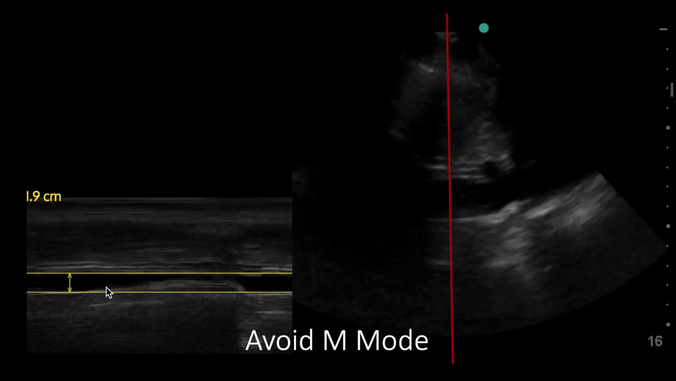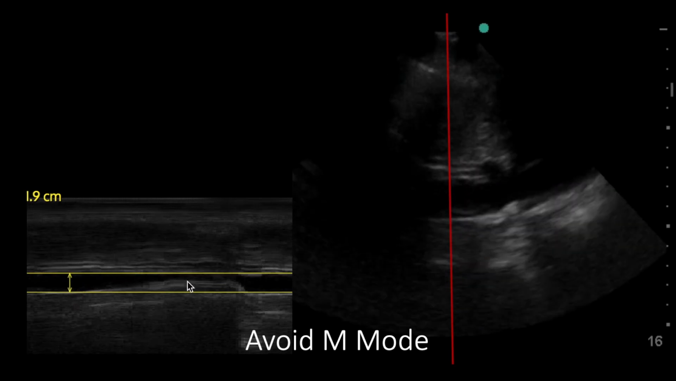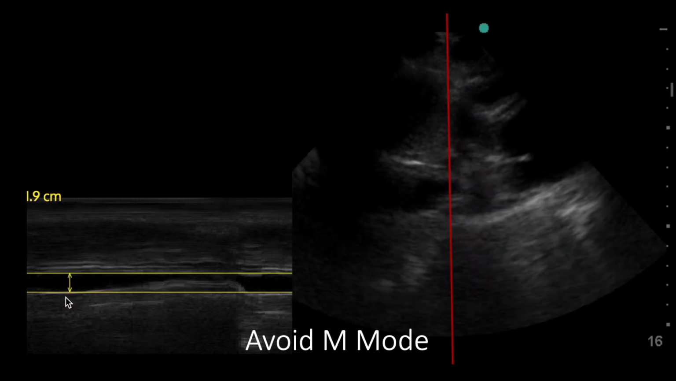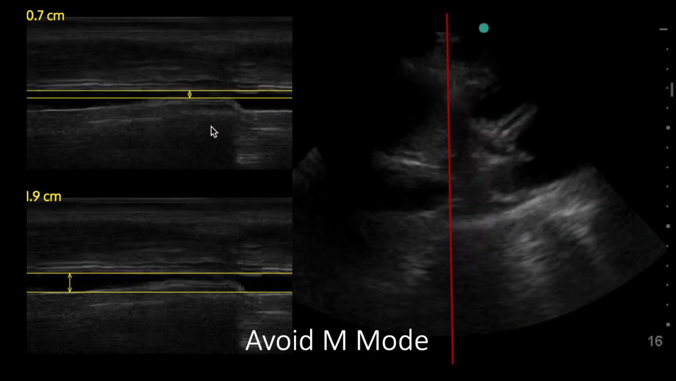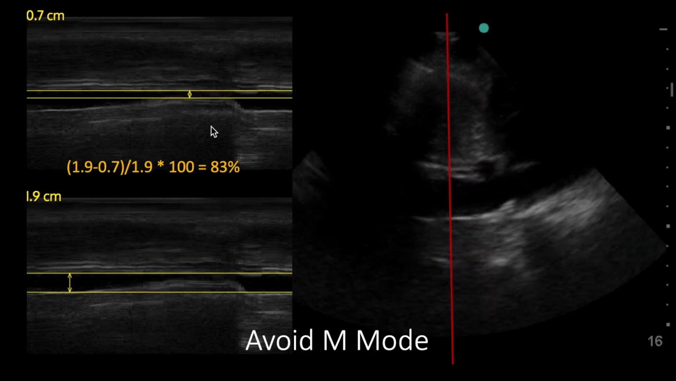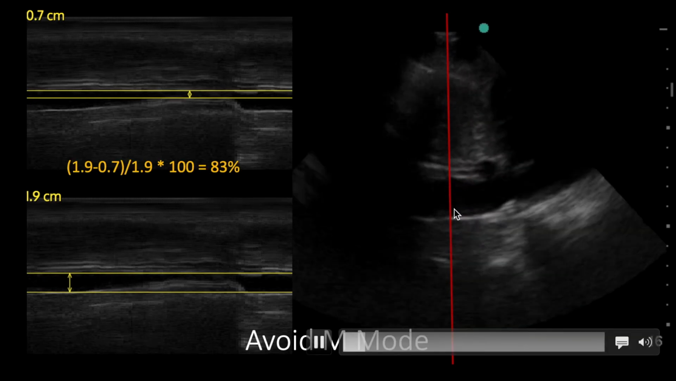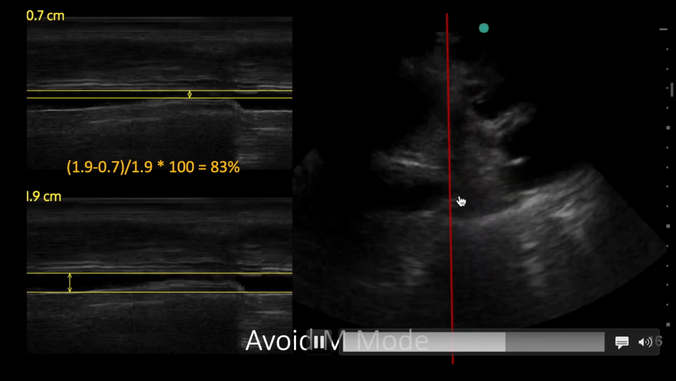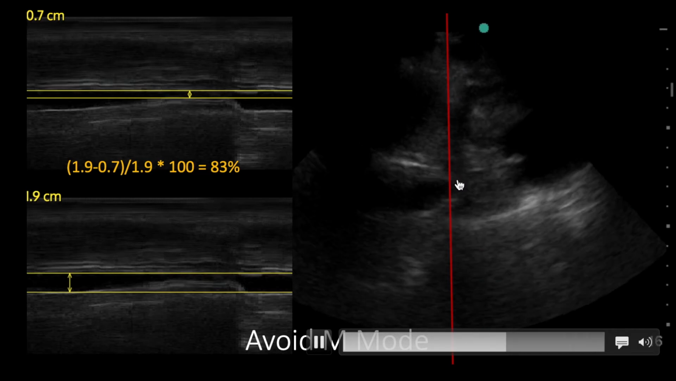So in this case, the maximum diameter of this M mode, you can see it here nice and maximized, and then it collapses. So they can just take a quick measurement here, 1.9 centimeters, quick measurement at the most collapsible location, 0.7 centimeters, and they calculate an 83% collapsibility. But you can see they're measuring two different places. The maximum is here, and the minimum is here at the diaphragm.